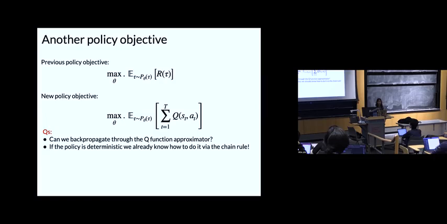And the interesting thing is that if the policy is deterministic, we already know how to do that using the chain rule. So dQ/dθ, where θ are the parameters of our policy network, is exactly equal to dQ/dA times dA/dθ. So this is the chain rule. So my question for you is, can we use that chain rule? Do we know how to use that chain rule when our policy is not deterministic, but rather is, for example, Gaussian, where we sample from it?